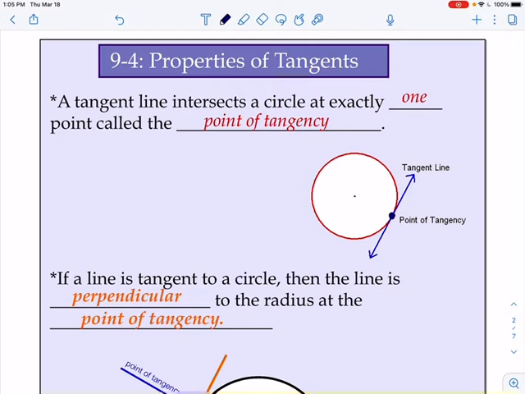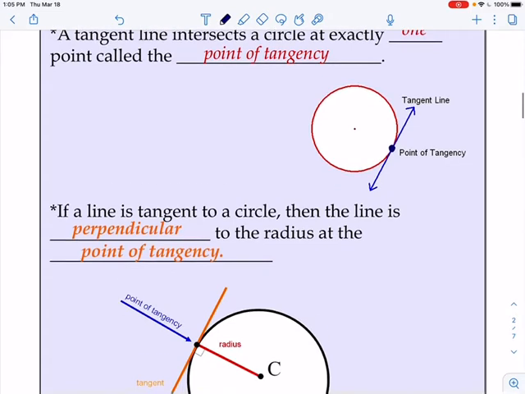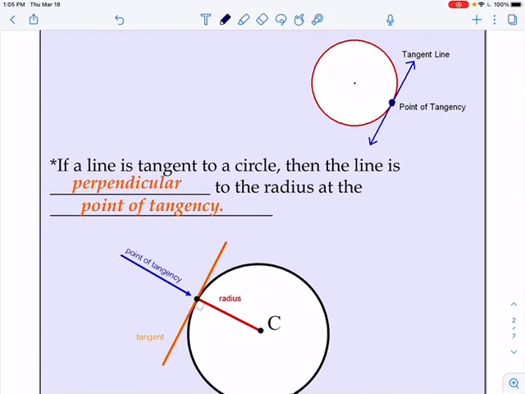So if a line is tangent to a circle, then the line is perpendicular to the radius at the point of tangency. So again, if I have a tangent line and there's my point of tangency and I draw my radius, that means that those two things are then going to be perpendicular. Again, something to keep in mind if you're given a problem and you have no numbers inside of it and you're asked to find the measure of something, this could be the key to that problem.